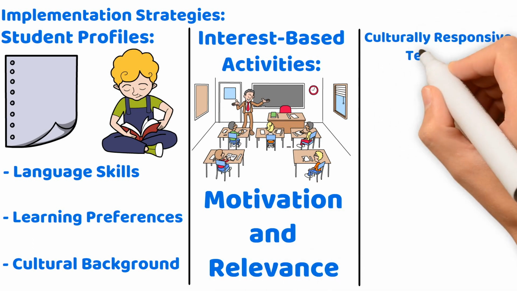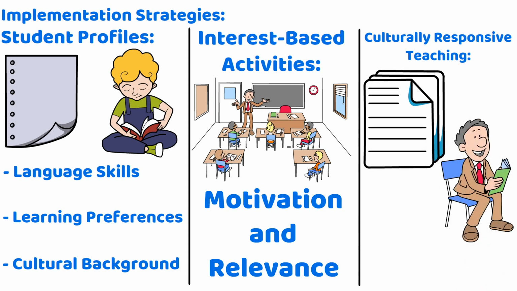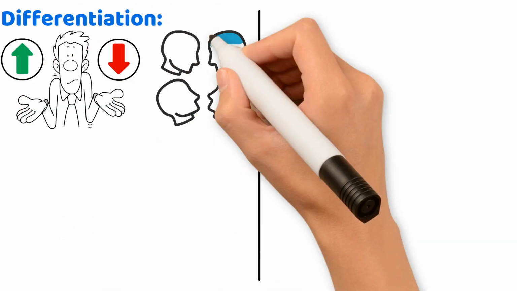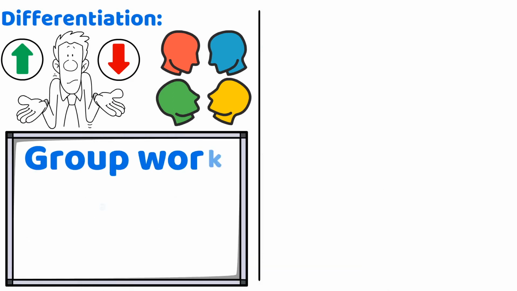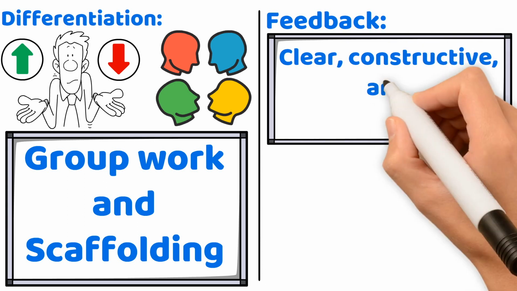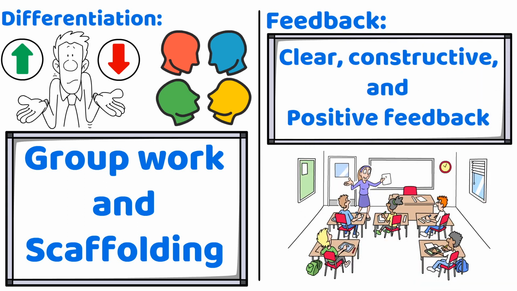Culturally responsive teaching. Integrate diverse cultural content into lessons to make learning more relevant and inclusive. Differentiation. Adjust lessons and assessments to accommodate different language levels and learning needs, using strategies like group work and scaffolding. Feedback. Provide clear, constructive, and positive feedback, encouraging self-assessment to help students recognize their progress.